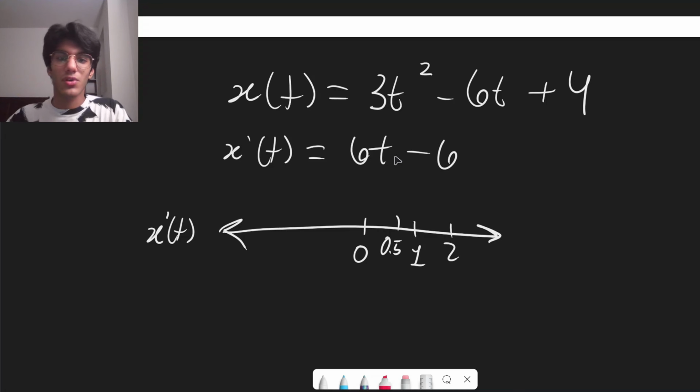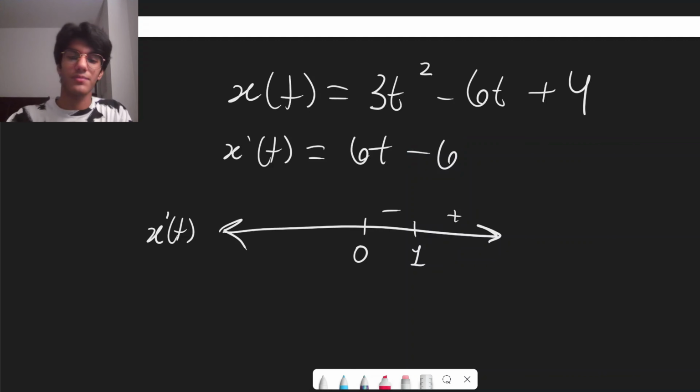Very simple. So plugging in 0.5 into x prime of t, 6 times 1/2 is 3, minus 6 is negative 3. So I'll just erase this, and since it's negative, I'll put a little negative sign there. And for 2, 6 times 2 is 12. 12 minus 6 is 6, so that's positive. So I'll put a little positive here. Now, remember, negative and positive don't represent speed, they represent direction. So really, this means that from 0 to 1, the particle is moving to the left, and from 1 onwards, it's moving to the right.